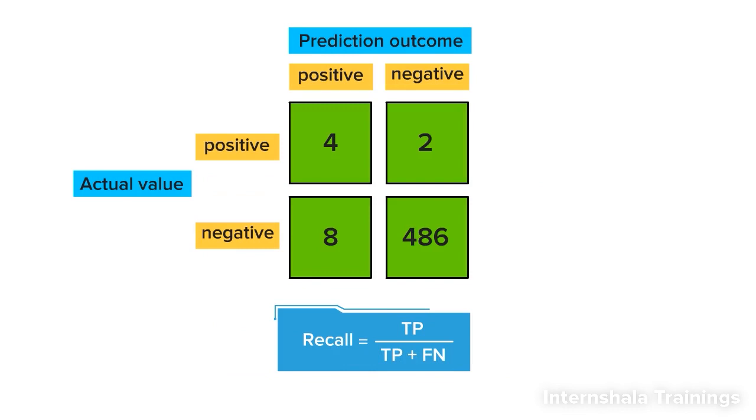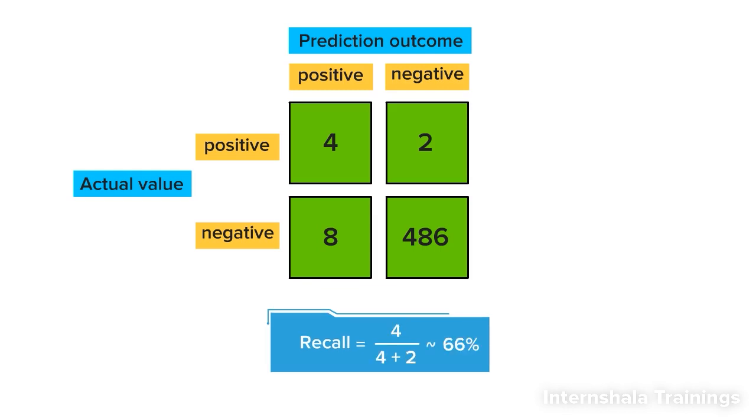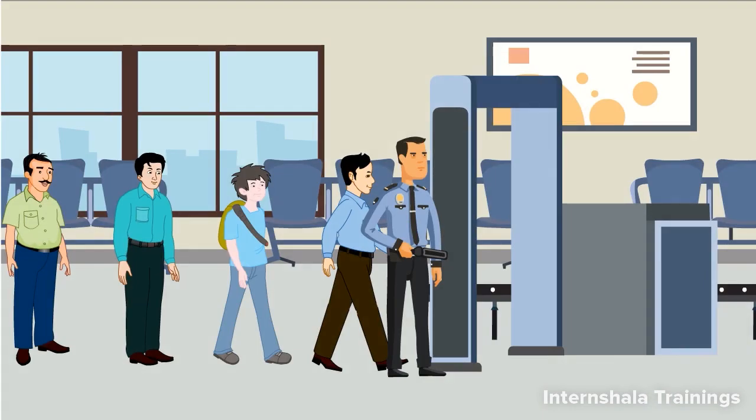Again, we'll take up an example to explore how recall works. We will evaluate the cancer detection model again, this time with the recall metric in mind. Let's put input values from the confusion matrix into the recall formula. It turns out to be 66%, which means only 66% of actual positive values were predicted as positive. Again, the accuracy metric turns out to be misleading. Let's take an example to understand recall better.